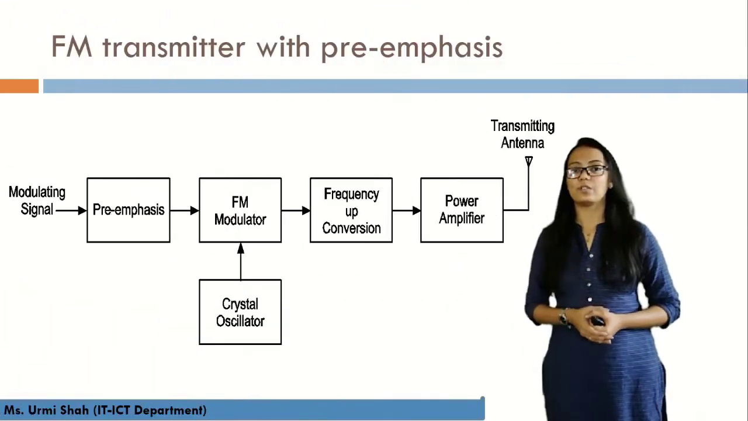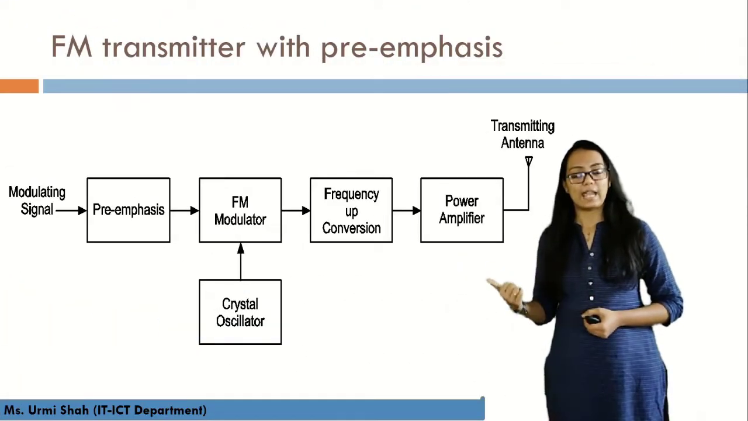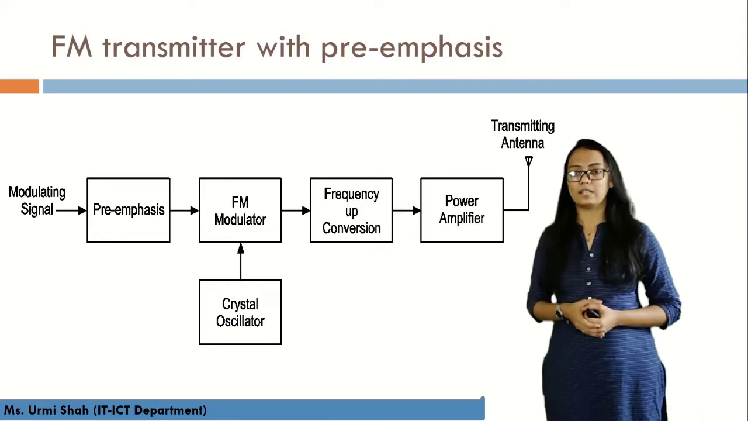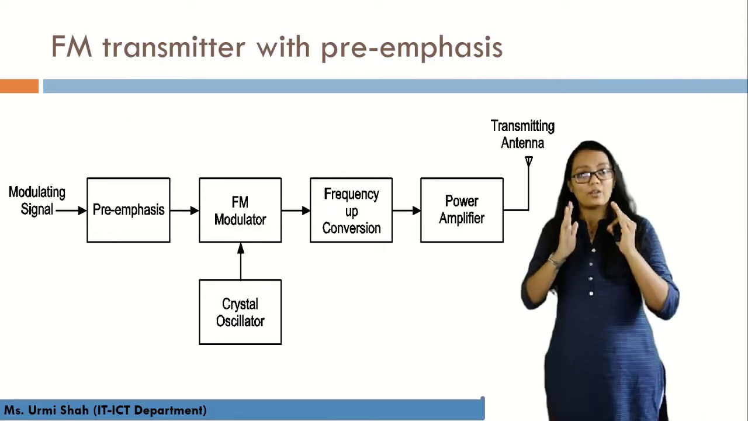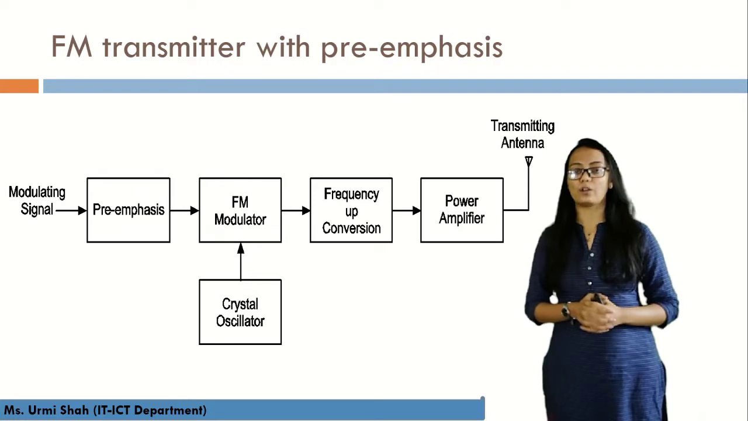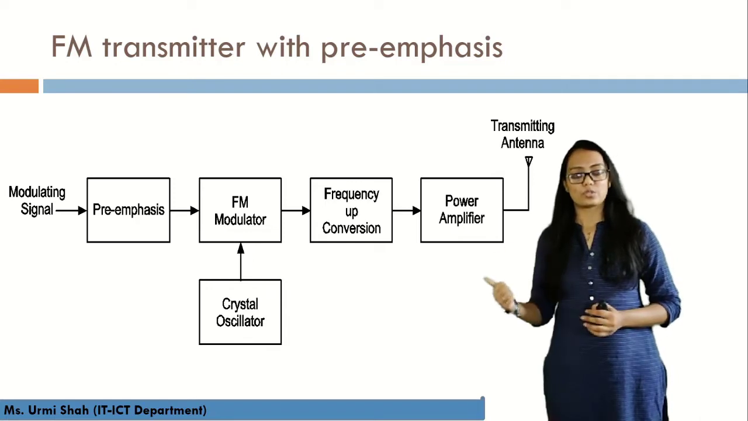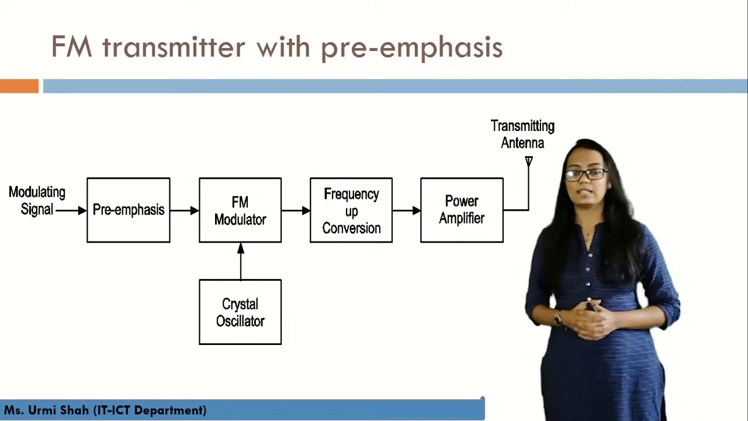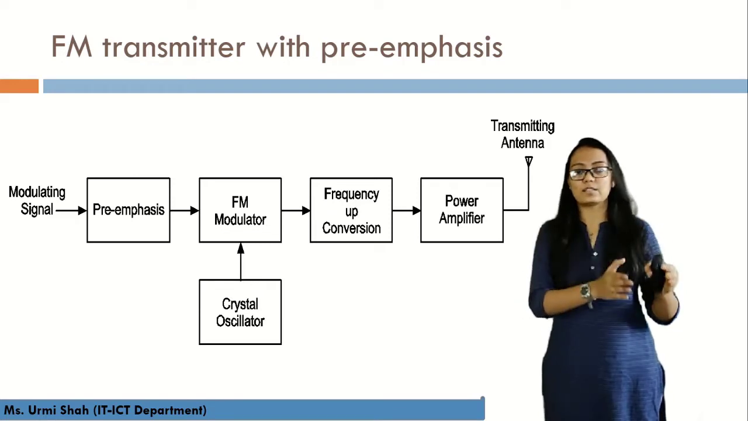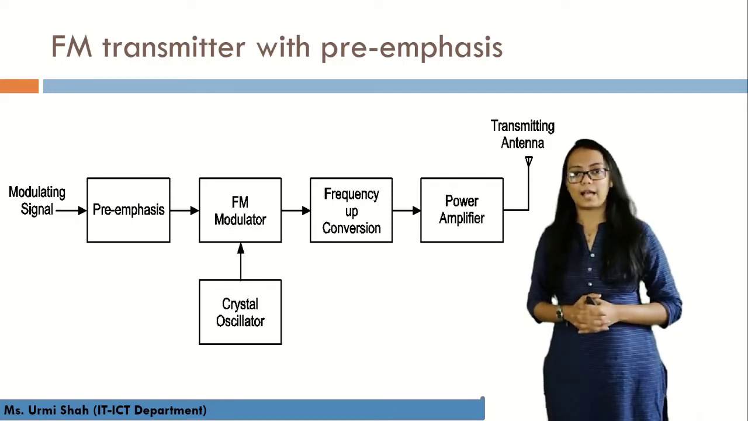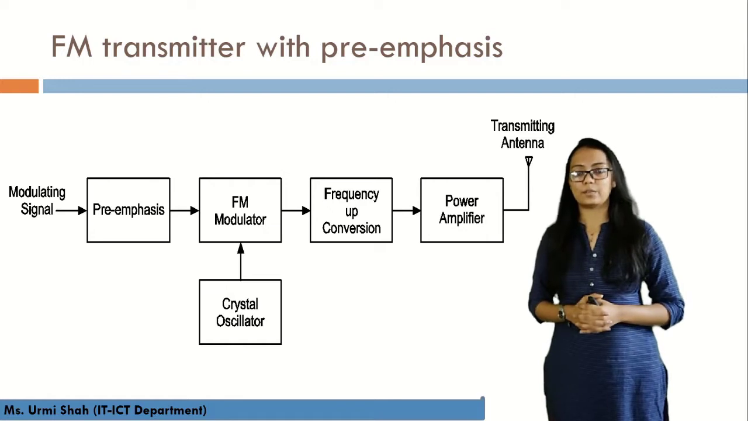Next we will look at the FM transmitter circuit with preemphasis, where we need to fit this preemphasis block into our transmitter circuitry. Looking at this figure, you can see that firstly the modulating signal is applied to the preemphasis block. From the preemphasis block, it is applied to the FM modulator block.